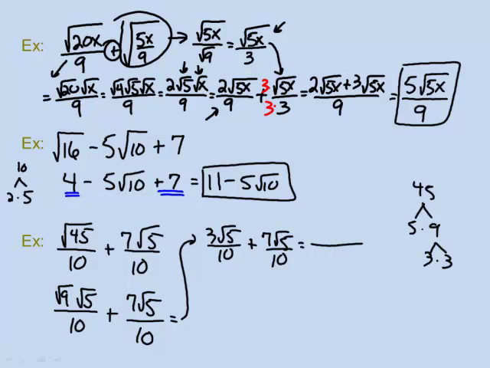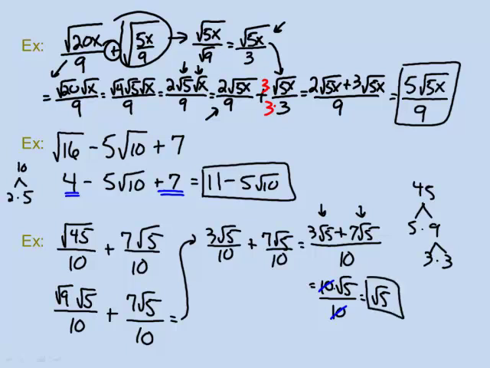Because we have a common denominator, we're going to add our numerator. 3 square root of 5 plus 7 square root of 5 over 10. These are like terms, like radicals. So do the math out front. 3 plus 7 is 10 square roots of 5 divided by 10. And since that's all multiplication and division, if you have a common factor, you can factor it out. And we're left with a final answer of positive square root of 5.